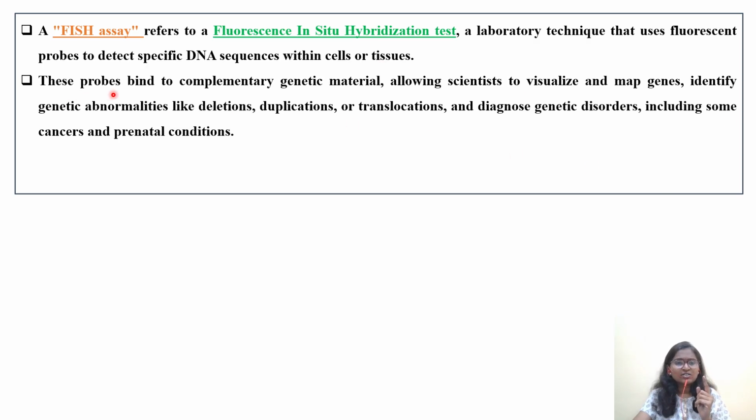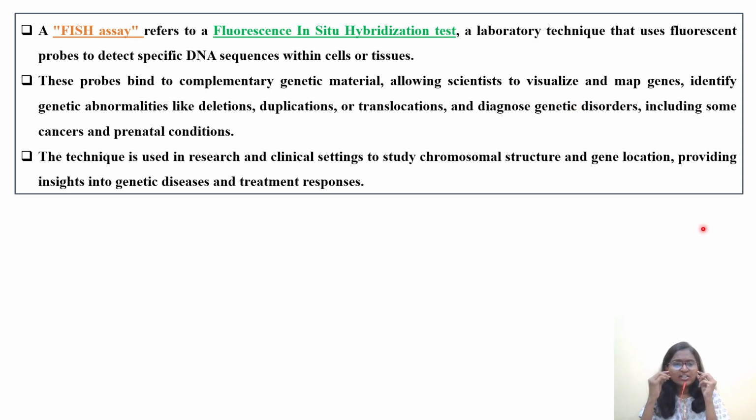These probes bind to complementary genetic material, allowing scientists to visualize and map genes and identify genetic abnormalities. What are those abnormalities? Deletions, duplications, translocations, and diagnosing genetic disorders, including some cancers and prenatal conditions. So all these types of damage can be mapped with the help of this FISH assay. The technique is used in research and clinical settings to study chromosomal structure.